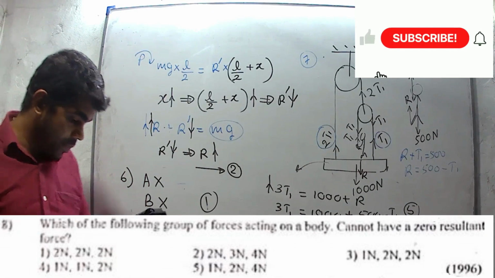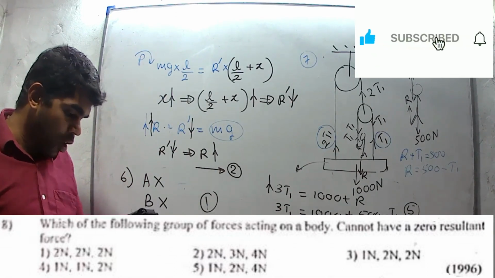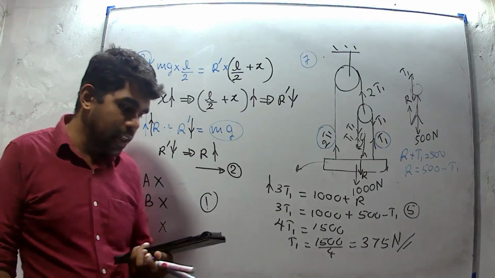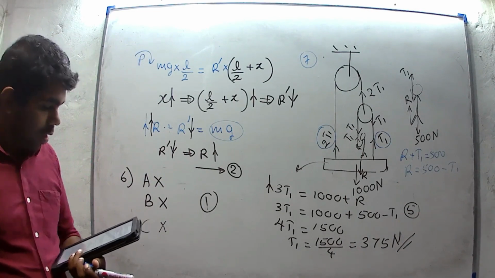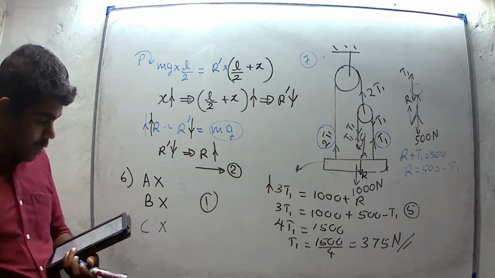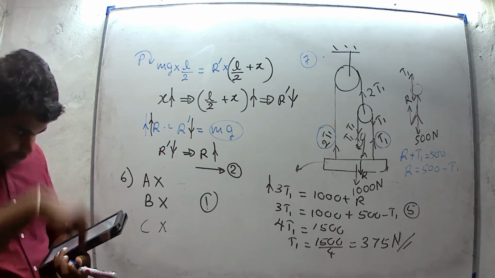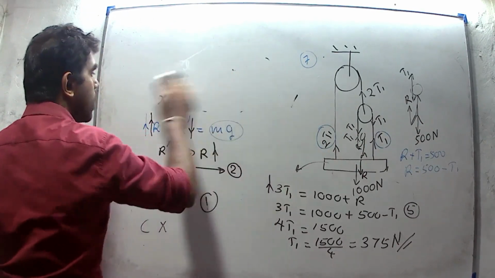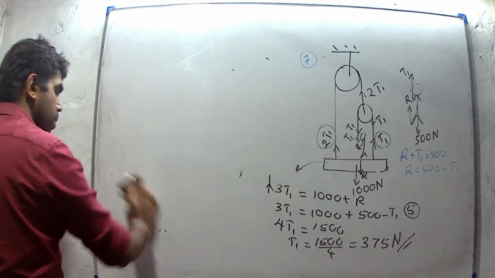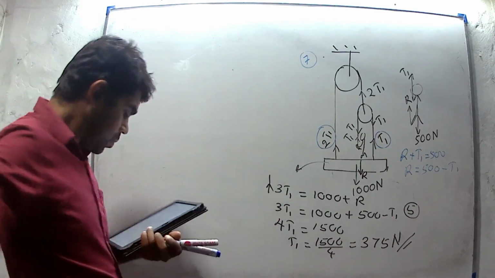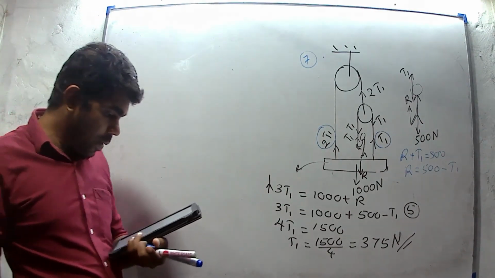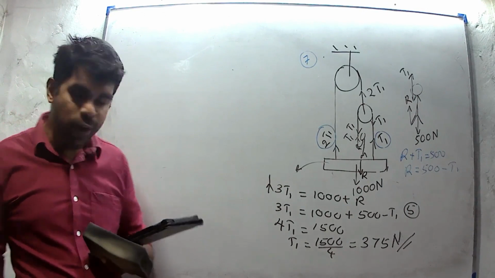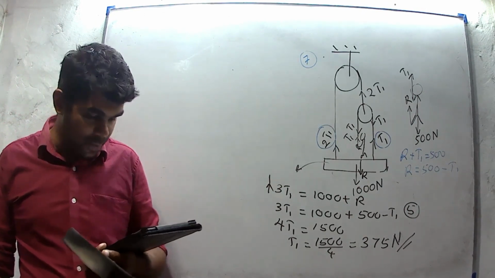Question number 8. Which of the following group of forces acting on a body cannot have a zero resultant force? We know that if the resultant force is zero, forces could be represented by using a triangle. We can draw an equilateral triangle for the first group. There are same forces. For the second group, the large force is 4. It is less than the sum of other forces, therefore we can represent it by using a triangle.